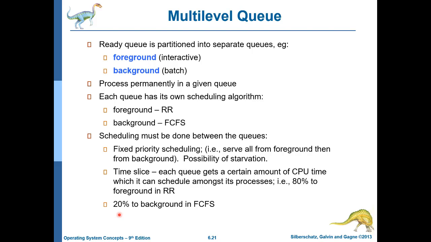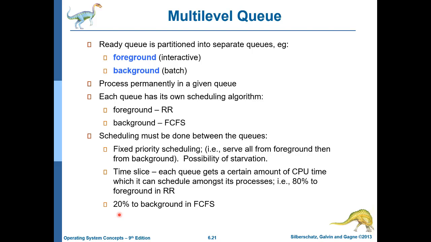So we can have a time slice where each queue gets a certain amount of CPU time. Let's say 80% of the time can be given to the foreground and 20% to the background. The foreground can be scheduled using round robin, and the background using first come first serve. But this is just an example, and we can have any other possibility.